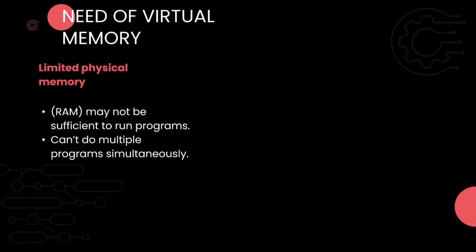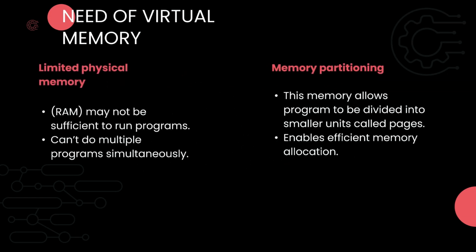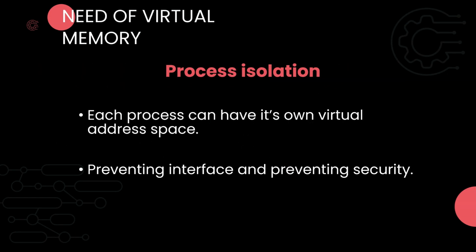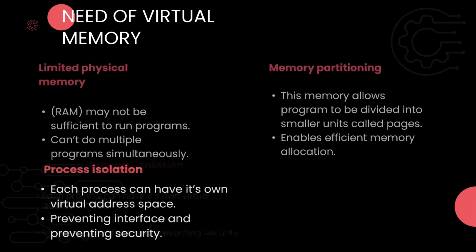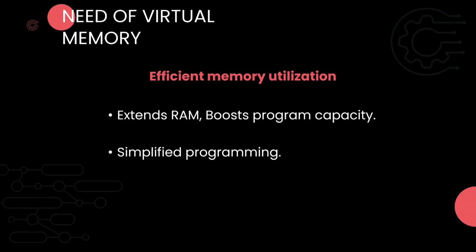Second, memory partitioning. This allows a program to be divided into smaller units called pages, which enables efficient memory allocation. Third, process isolation. Each process has its own virtual address space, which can be accessed when required. Fourth, efficient memory utilization. Virtual memory extends the RAM and also boosts the program capacity.